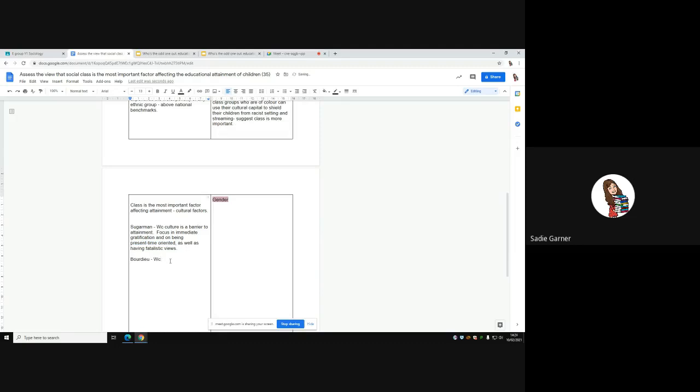working class groups are often subject to symbolic violence, where their culture is devalued in education. Again, that's really what I would write for Bourdieu. The working class are often subject to symbolic violence where their culture is devalued. They often lack cultural capital.